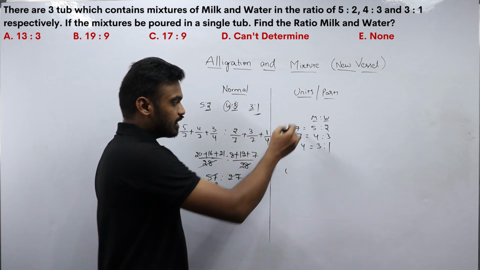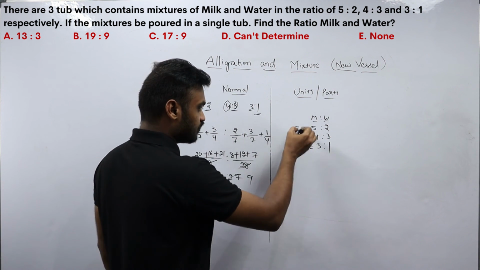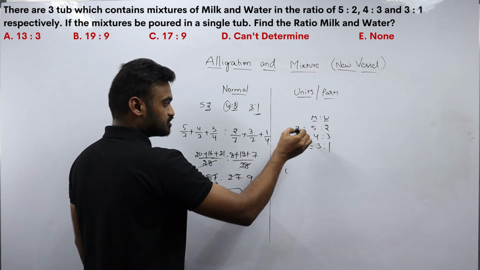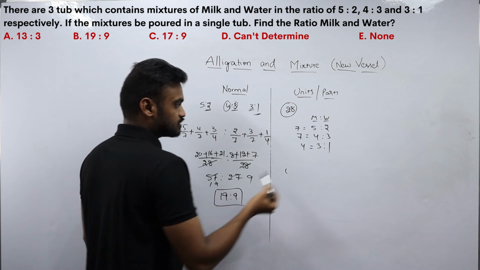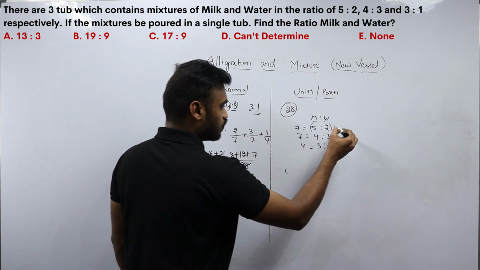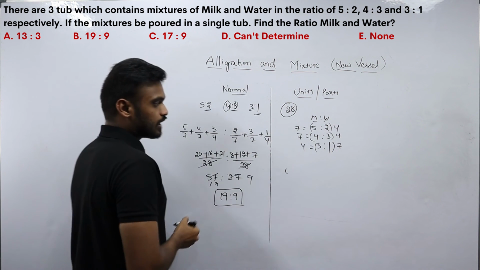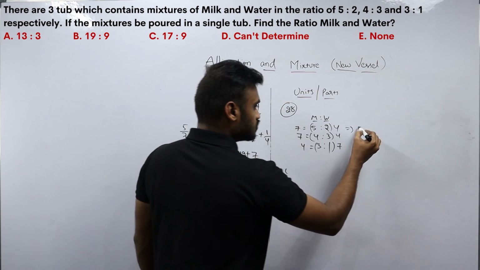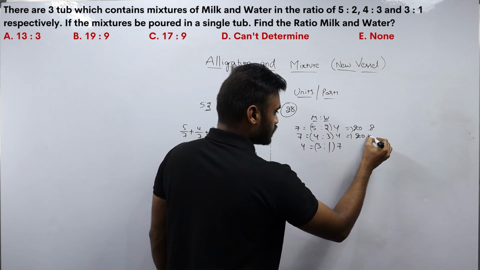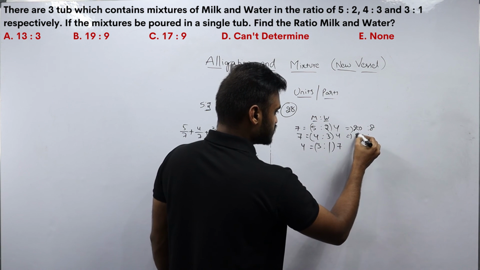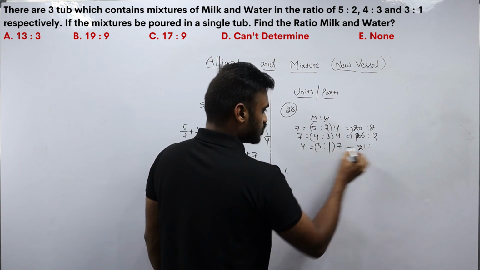So we need to equate the total parts of the first, second and third vessel. How can we equate them? By taking the LCM of all the 3 vessels. The LCM of 7, 7 and 4 is 28 units. Now to make the first vessel 28, I need to multiply it with 4. In the same way, the second vessel with 4 and the third vessel with 7. Now we will get 4 5s are 20 is to 4 2s are 8, 4 4s are 16, 4 3s are 12, 7 3s are 21, 7 1s are 7.